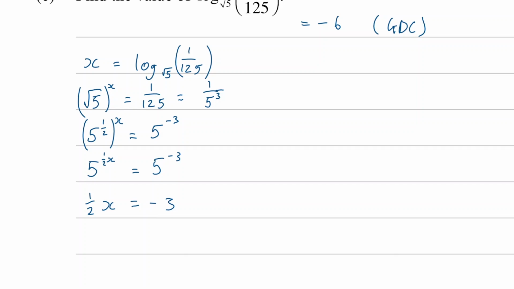Now we can solve for x. So multiply both sides by 2. We get x equals -6. Now just this step here, you can go straight there, but I want to show you how you can show this step. So again, we have answered the question fully. You're done. This is extra for experts.